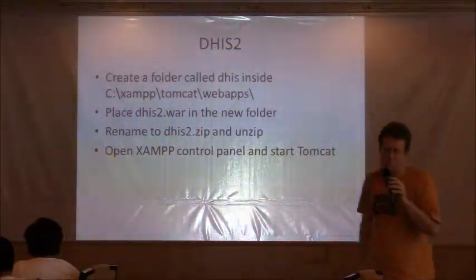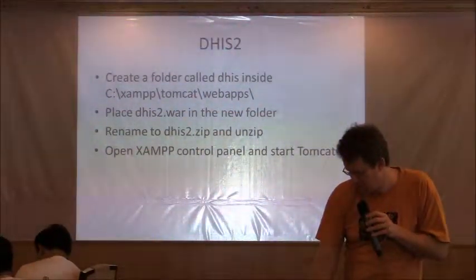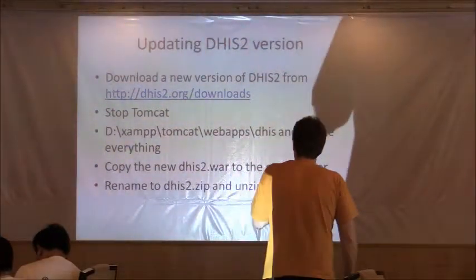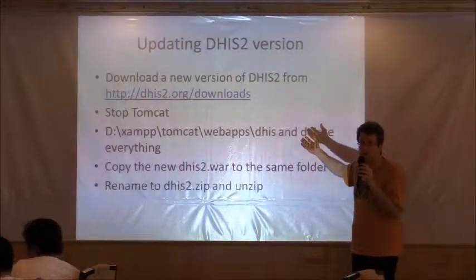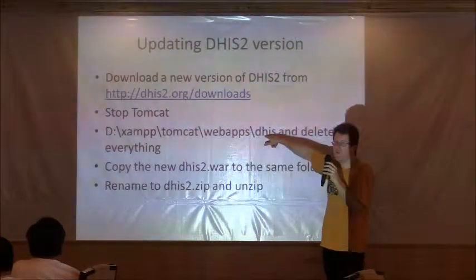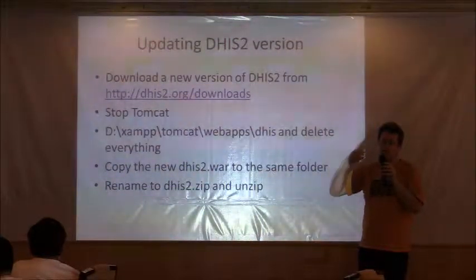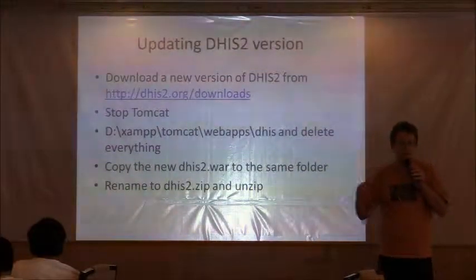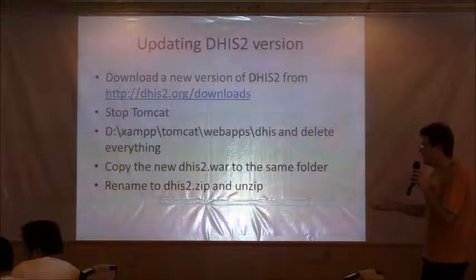Even though there's still quite a few steps, as you see, it's not so easy, unfortunately. I also have a couple of slides on how to upgrade. And I mentioned this already. The only thing you need to do is stop Tomcat, go into that same folder, delete everything, take the new one, put it there, unzip, and start. So that's how easy it is to upgrade from 2.14 to 2.15. It's really straightforward.